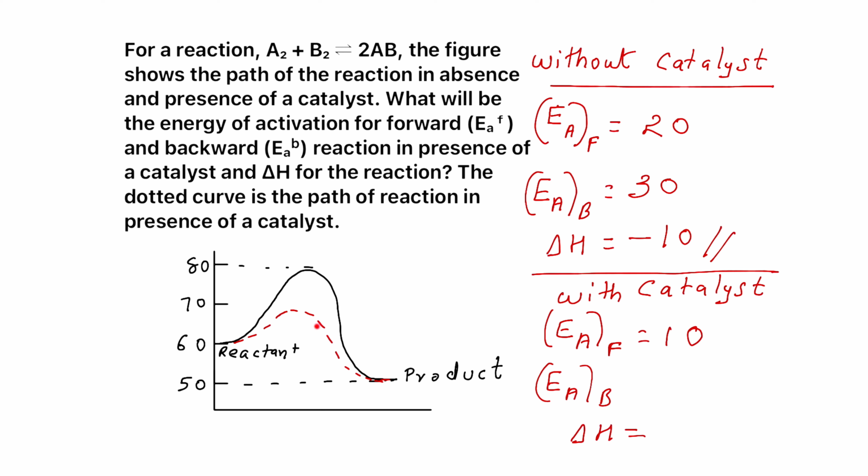Now for backward reaction, this is the backward reaction, and the product will be the reactant. So what is the activation energy? Peak value minus initial energy. So 70 minus 50. For backward reaction, activation energy is 20. Now you know that catalyst has nothing to do with enthalpy change, right?